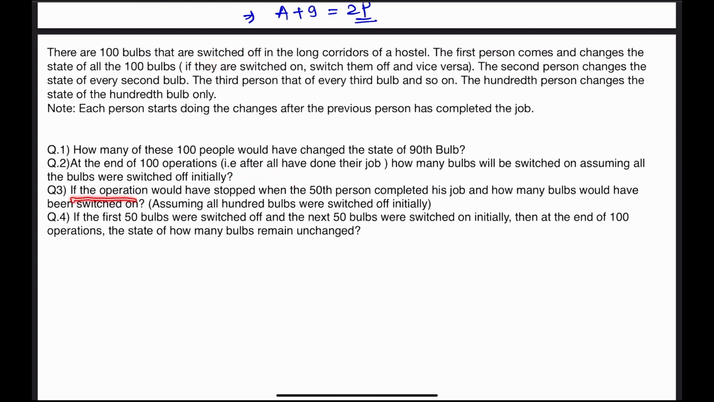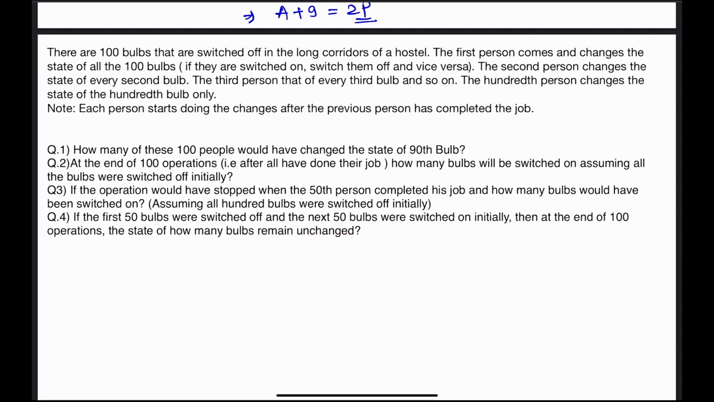The third question is: if the operation had been stopped when the 50th person completed his job, how many bulbs would have been switched on, assuming all 100 bulbs were switched off initially? Then: if 50 bulbs were switched off and the next 50 were switched on initially, then at the end of 100 operations, the state of how many bulbs remains unchanged?